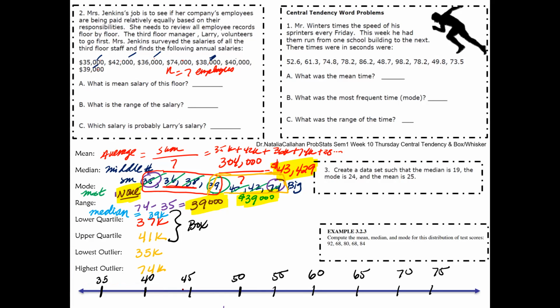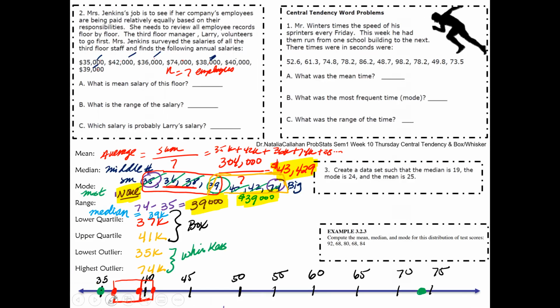Okay, so then let's go ahead and make the box. The box is going to be 39, which is right here. And then 37, which is right here. 41, which is right here. So I'm just going to draw the box. There's my box for my box and whisker. Then I'm going to use the 35 right here. 74, which is all the way over here. Holy moly. And these two are going to make the whiskers. So my answer is going to look like this. Connect it.